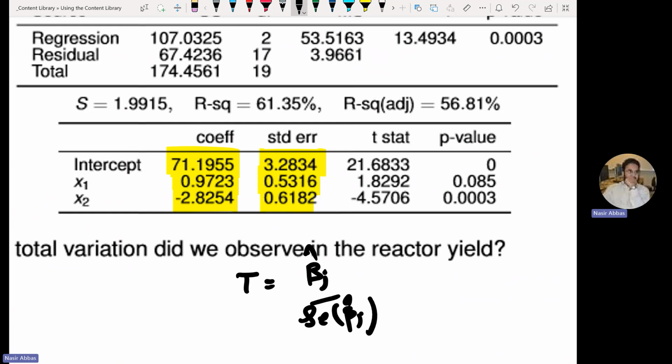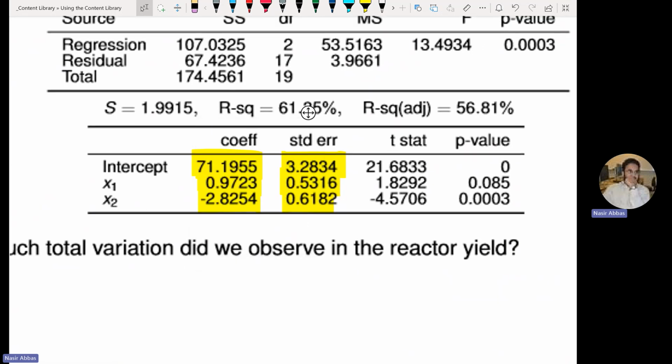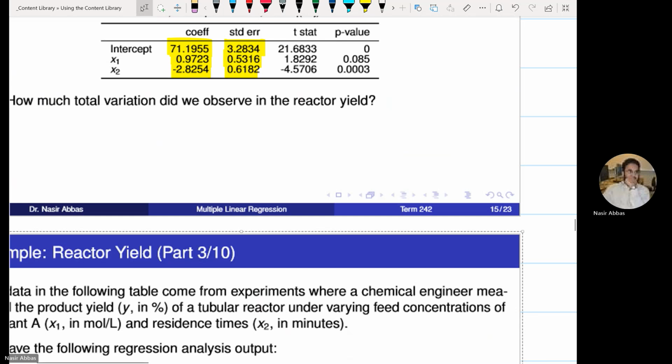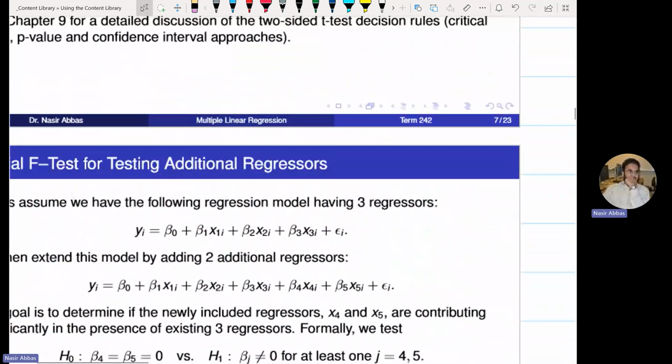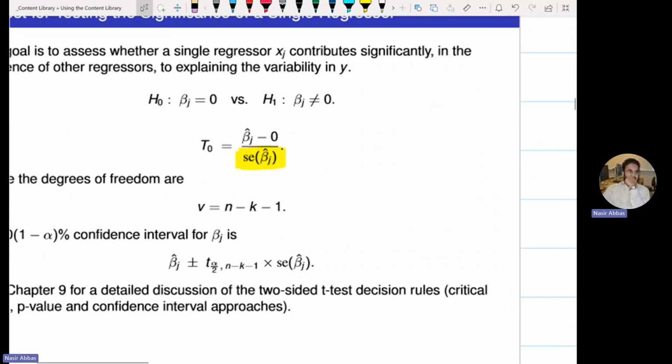So this 21.68 is basically 71 point something divided by 3. If the coefficient is minus, of course, minus. Standard error cannot be minus. It's the square root of the variance. Variance is never minus. Beta minus beta. Let me clarify that point.